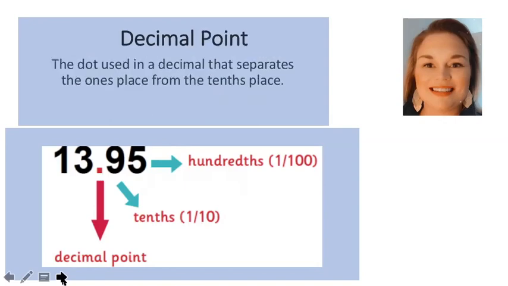Decimal point, the dot used in a decimal that separates the ones place from the tenths place. And we often read it as "and." For example, 13 and 95 hundredths.